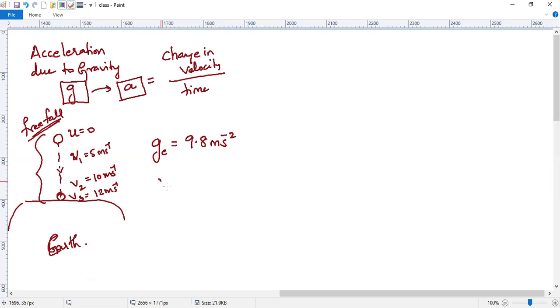The value of acceleration due to gravity will be different for different objects. Acceleration due to gravity on the moon will be a different thing. It is actually 1/6 times that of the acceleration due to gravity on earth. Okay, so for each celestial object, according to its size, this value changes.